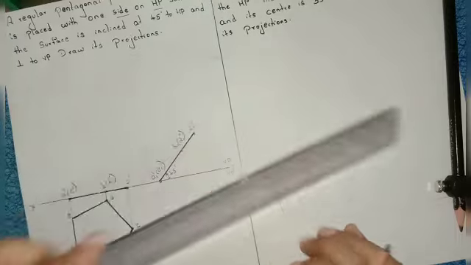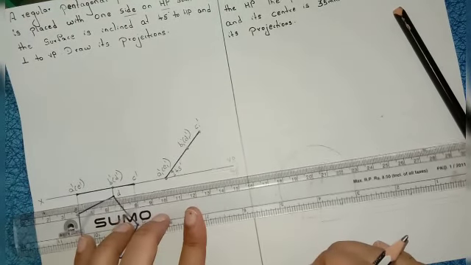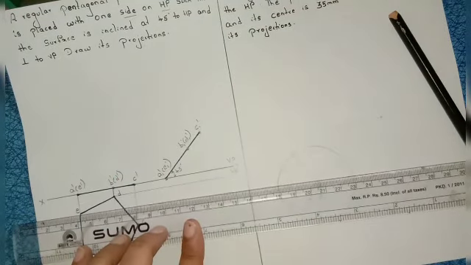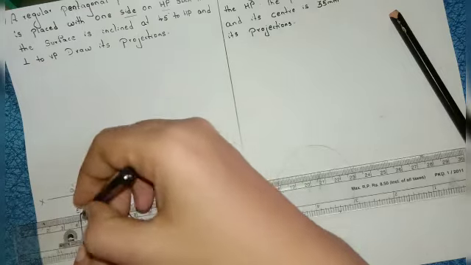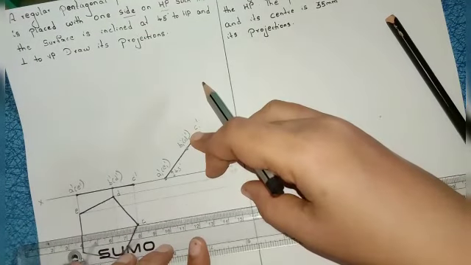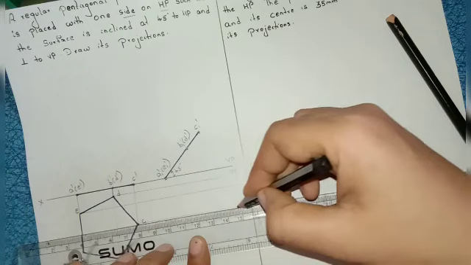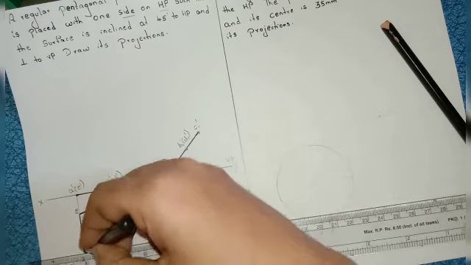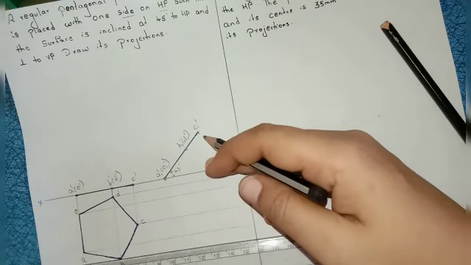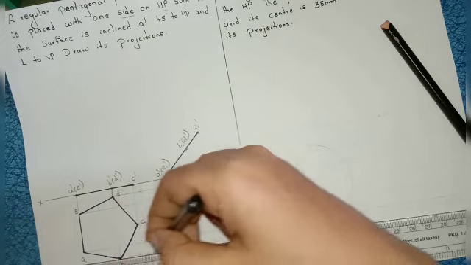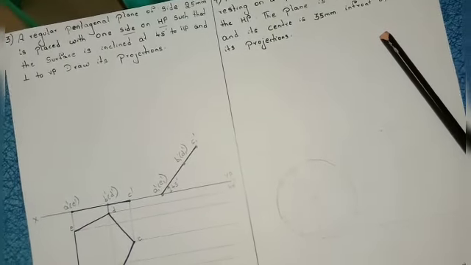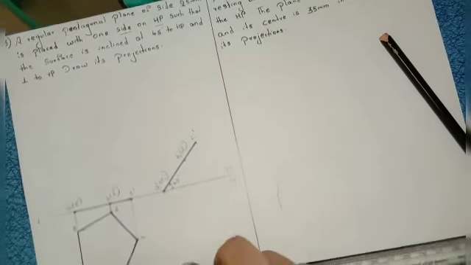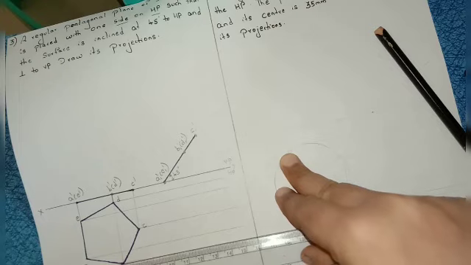After that what I have to do, from B, from D draw the horizontal line, from E draw the horizontal line, from C draw the horizontal line. From every corner you should draw the horizontal lines, that means projection lines. From A draw the horizontal line, and again from B. See, from every corner of the pentagon we are drawing the horizontal lines.